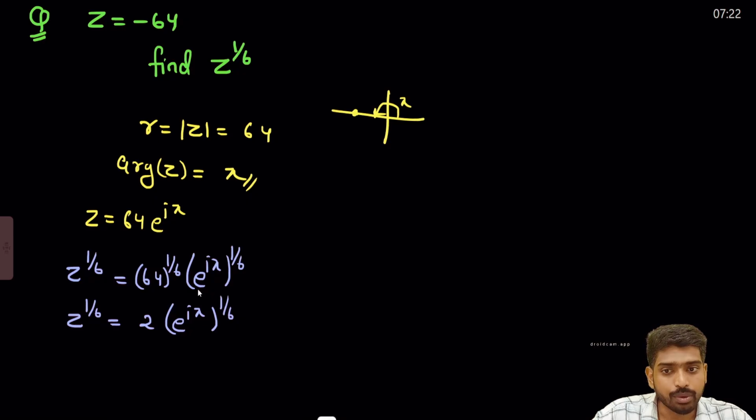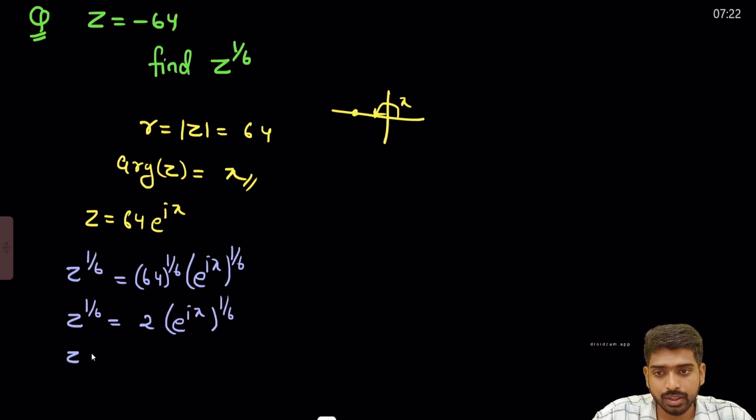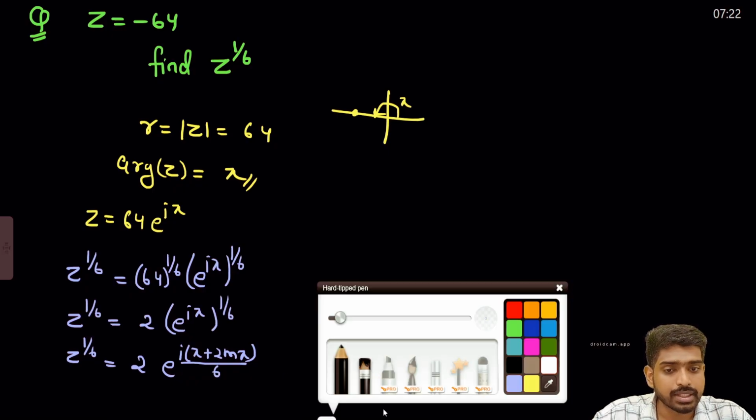Understood? If I want to get all the 6 solutions, first I will add 2m pi, and then I will send 1 by 6 inside. So z to the power 1 by 6, I'll write as 2 e to the power iota, and in pi I will add 2m pi, and then send 6 inside. Got it? Now what are the m values? There are a total of 6 m values.